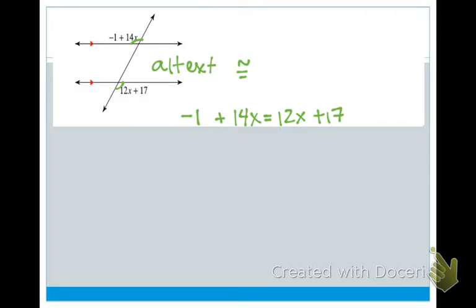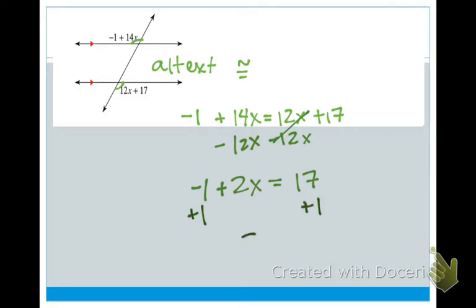What's my smaller x? 12x. So I'm going to subtract that. So minus 1 plus, what's 14x minus 12x? 2x equals 17. What's my next step? Add 1. So I got 2x equals 18, so x equals 9.